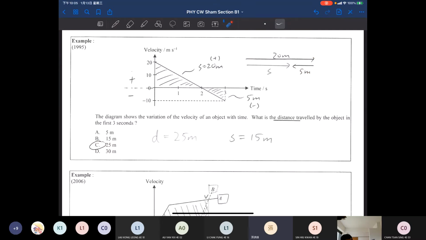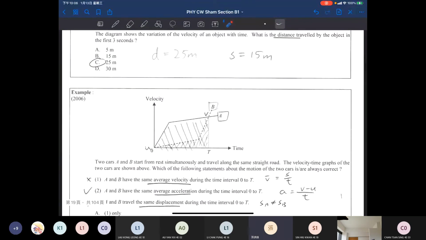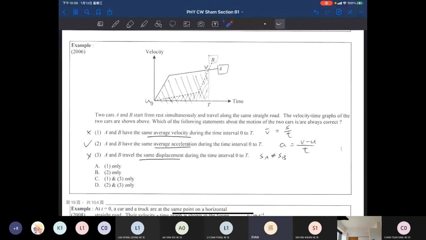This question is tricky. Many would think it asks for displacement, but actually this question asks you to calculate the distance. Just be careful. Two cars A and B start from west simultaneously and travel along the same straight road. The velocity time graph of two cars are shown below. Which of the following statements about the motion of two cars is correct?